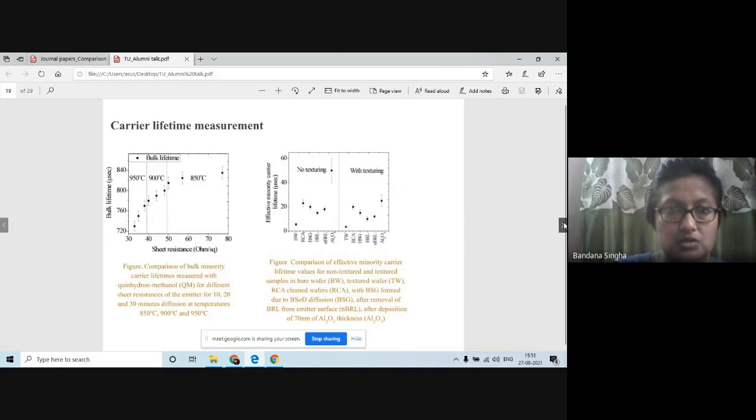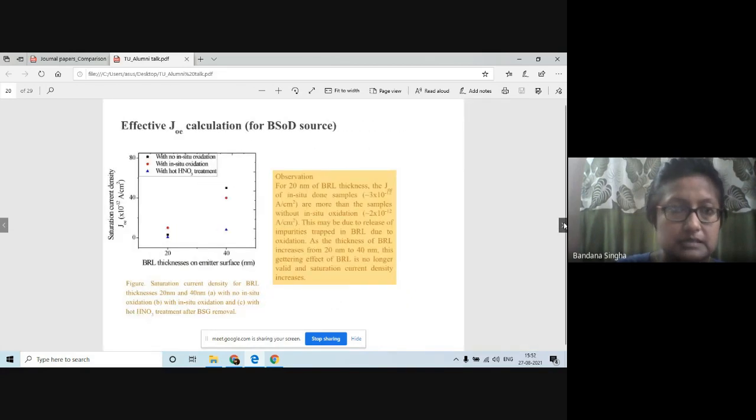So yes, another property is the emitter saturation current measurement, and the emitter saturation current tells us all the recombinations that are leading to the degradation of the device performance. And we could see that with the increase in the boron-rich layer thickness, the leakage current in the device will also increase.